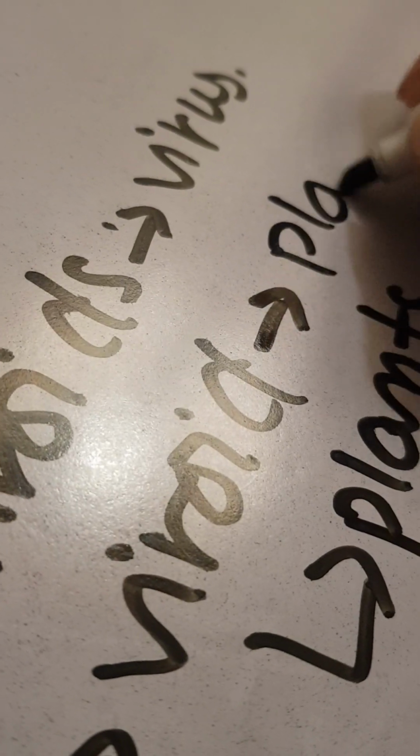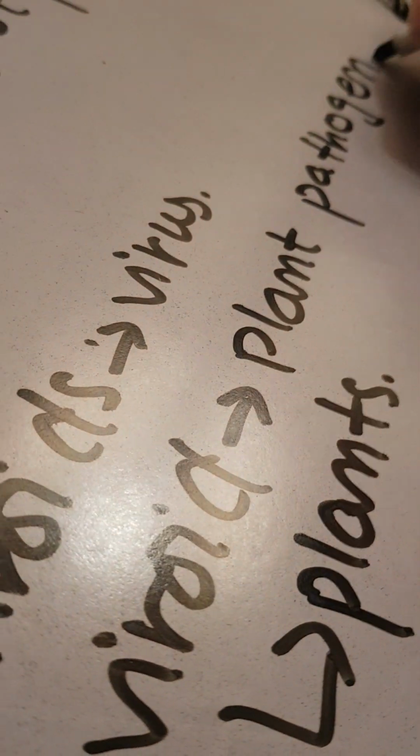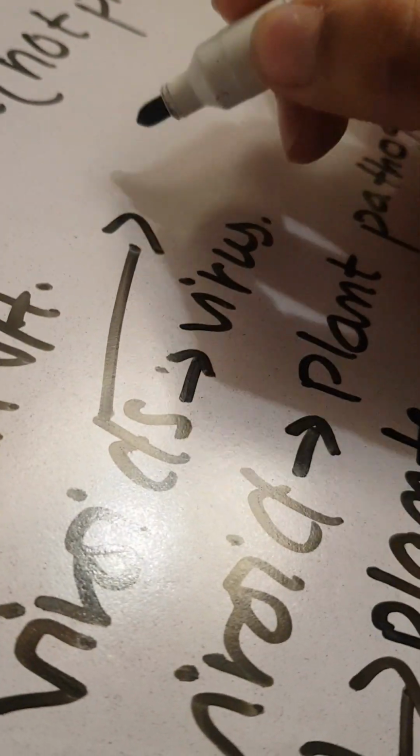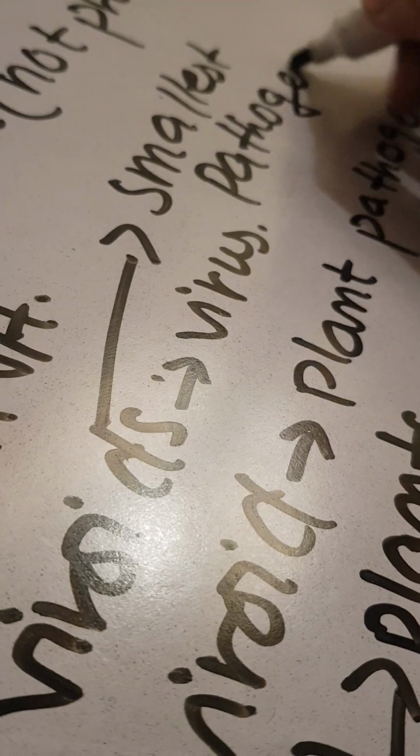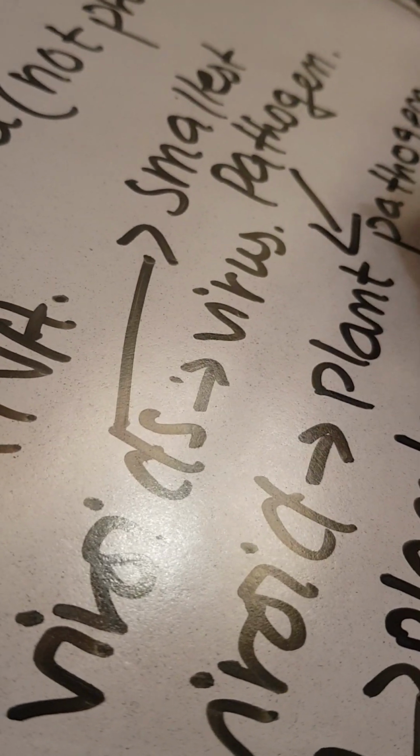Single-stranded RNA is present inside the viroids. Viroids only affect plants. We can say that viroids are plant viruses, plant pathogens. Viroids are the smallest pathogens, and they only attack plants.